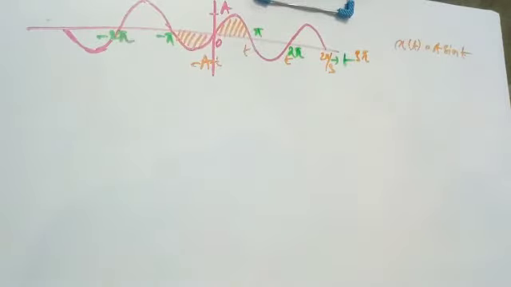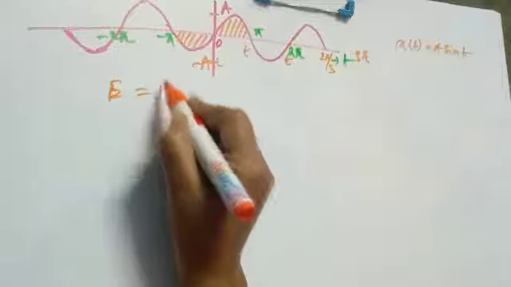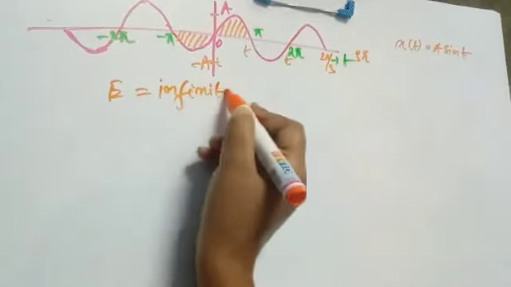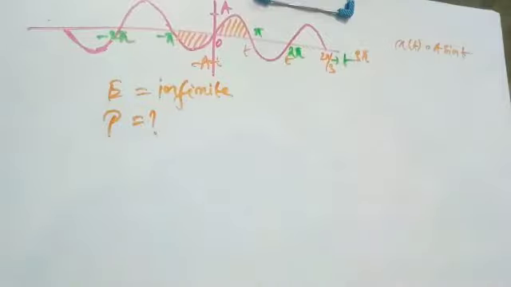Now from this figure we can easily say that it is a periodic signal, and hence its energy will be infinite. As you already know, for a periodic signal the energy will be infinite. Let's find its average power. As the energy will be infinite, we have to calculate the power. For calculating power, you have to consider the previous formula.